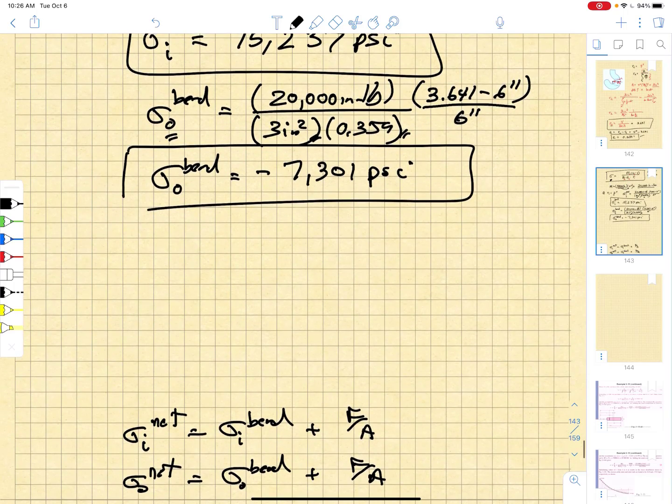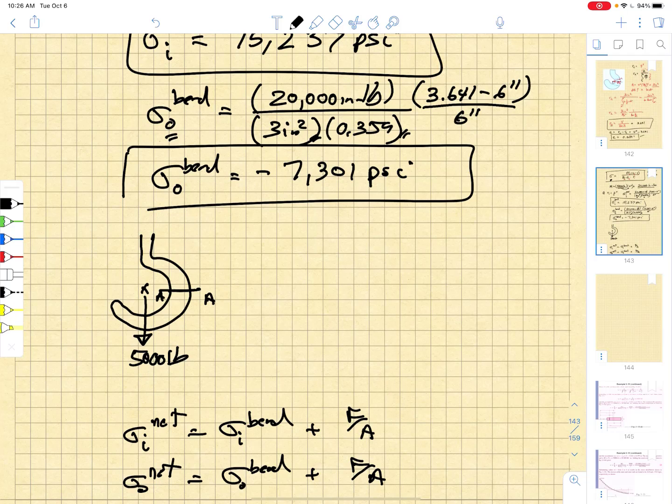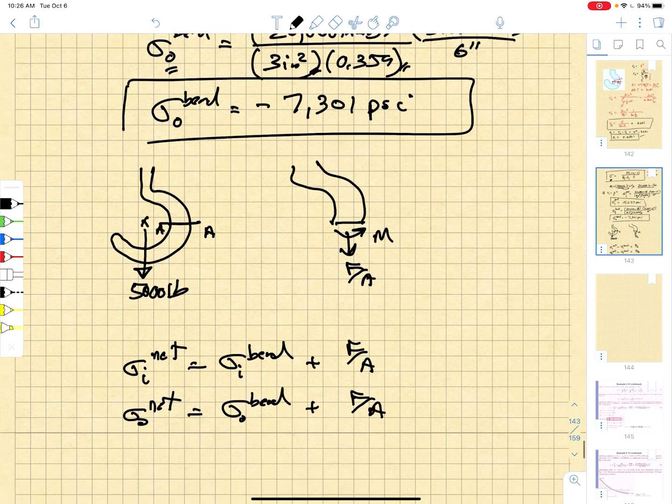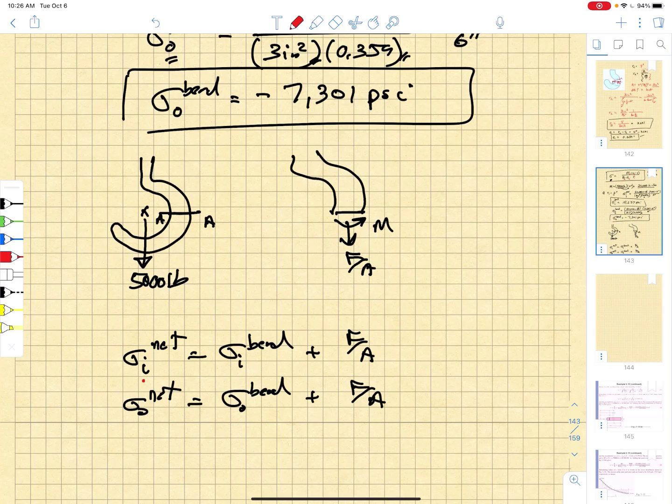You have to keep in mind that this crane hook is curved. It is loaded by a 5,000-pound vertically downward force that passes through the center of curvature. So if we take a section right here, the section AA where we care about the stresses, you would find that there's not only a bending stress, there's also a tensile stress associated with it. So we are applying a moment and we have a tensile stress. The net stress acting has to be our bending stress plus our tensile stress.